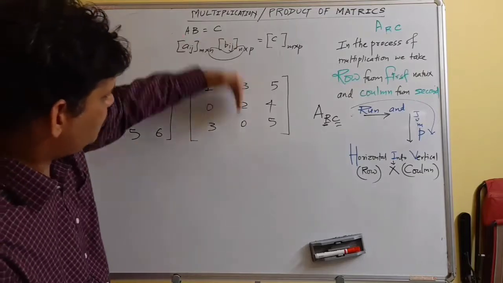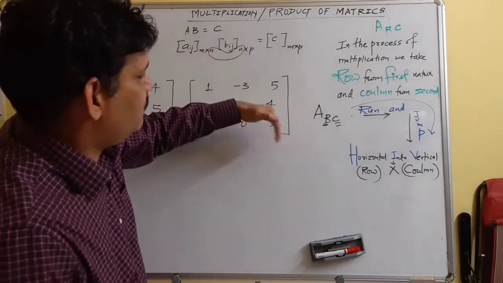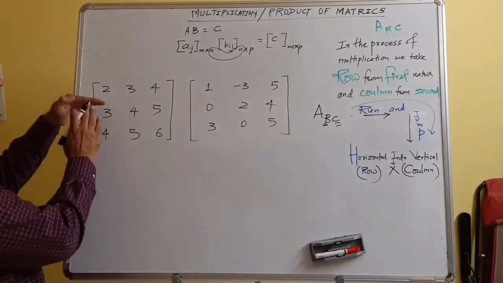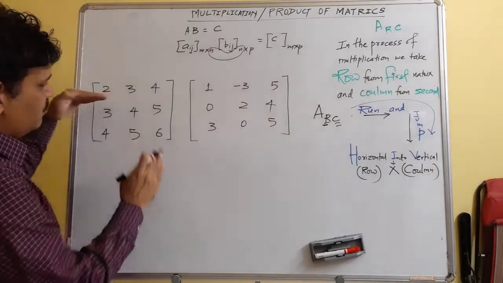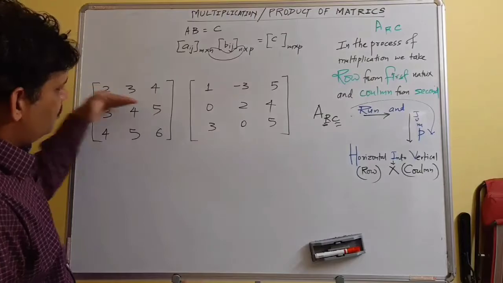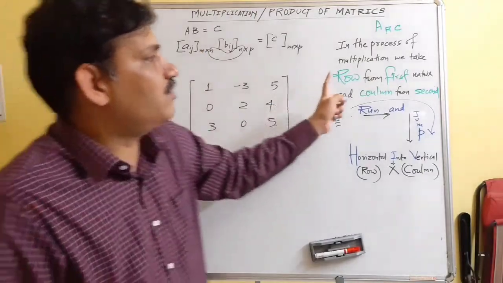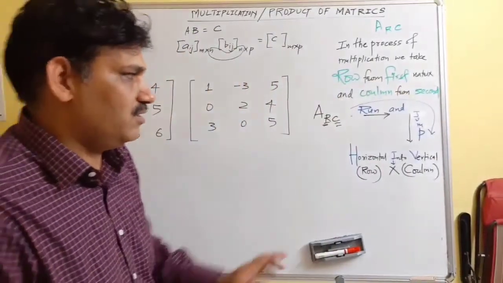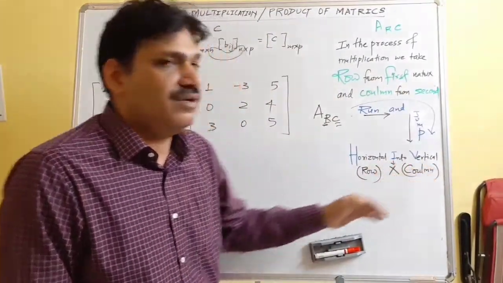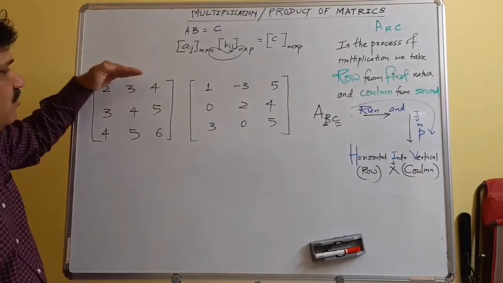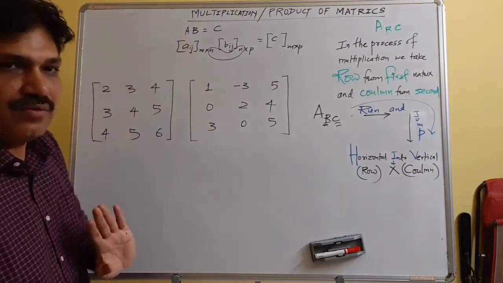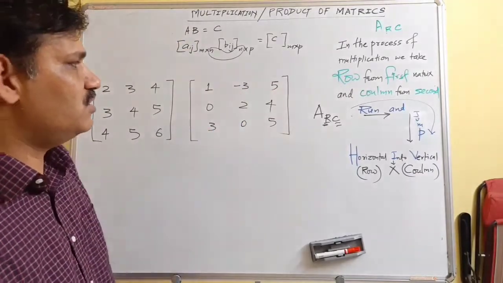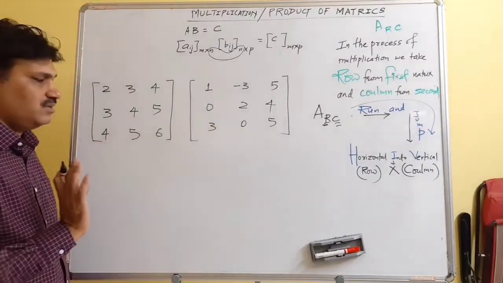Then run and jump to next. Now first row. Okay, now we'll go with the second row. We'll take row from the first matrix and column from the second matrix. Horizontal into vertical. The horizontal line will be multiplied by the vertical line. So it's easy to remember. The process is very simple.